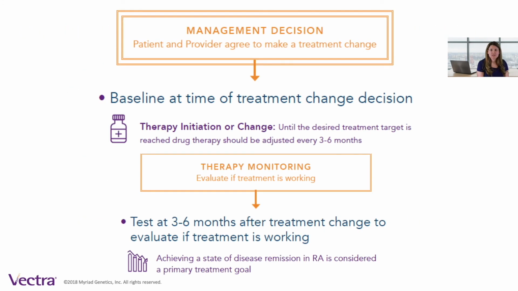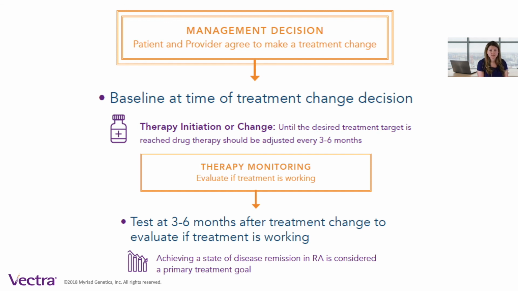Lastly, let's talk about how Vectra should be used in the office and how it can help inform your treatment plan. Ensuring success of controlling rheumatoid arthritis inflammation by using Vectra at initiation, when changing drug therapy, and to monitor response to treatment. Let's take a closer look at the treatment pathway. Testing with Vectra is recommended at the initial patient visit or any time during a management decision to make a treatment change. Then, Vectra can be used to monitor and evaluate if the treatment is working by testing every 3 to 6 months.